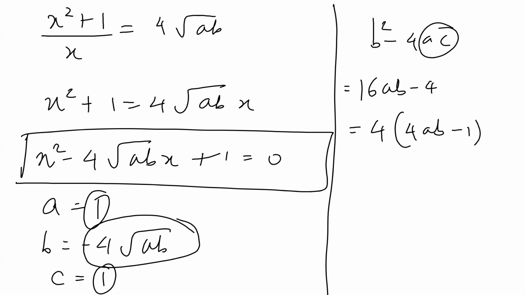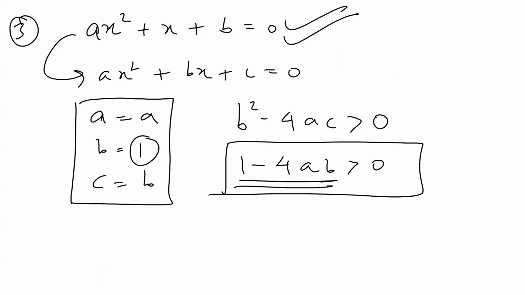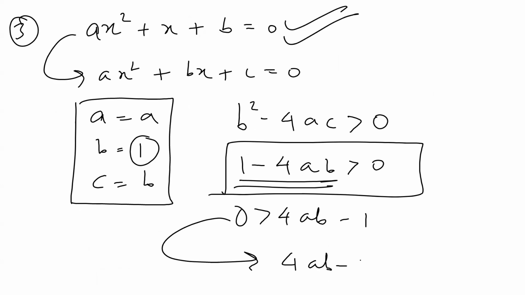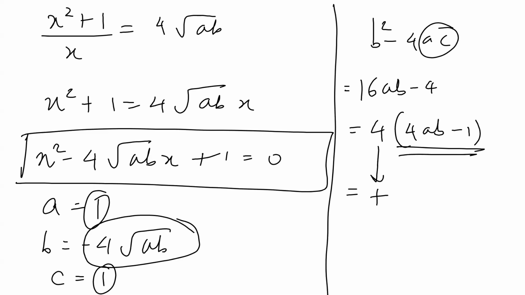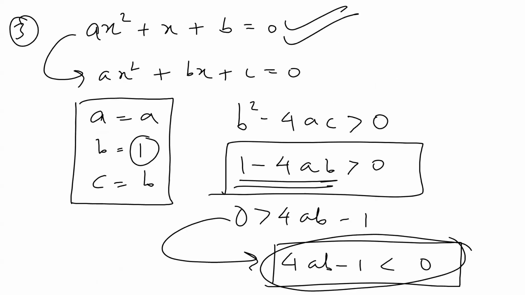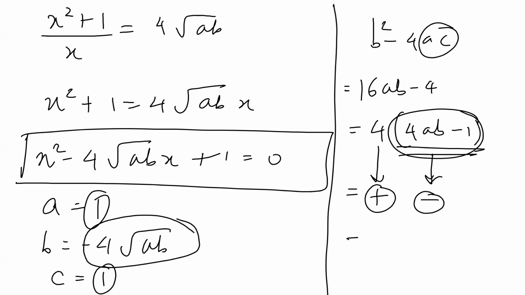Now see guys, 1 minus 4ab is greater than 0. So what will be 4ab minus 1? Take all terms on the right hand side: negative becomes positive and positive becomes negative. So 4ab minus 1 is lesser than 0, which we have proved over here. So positive into negative is negative.